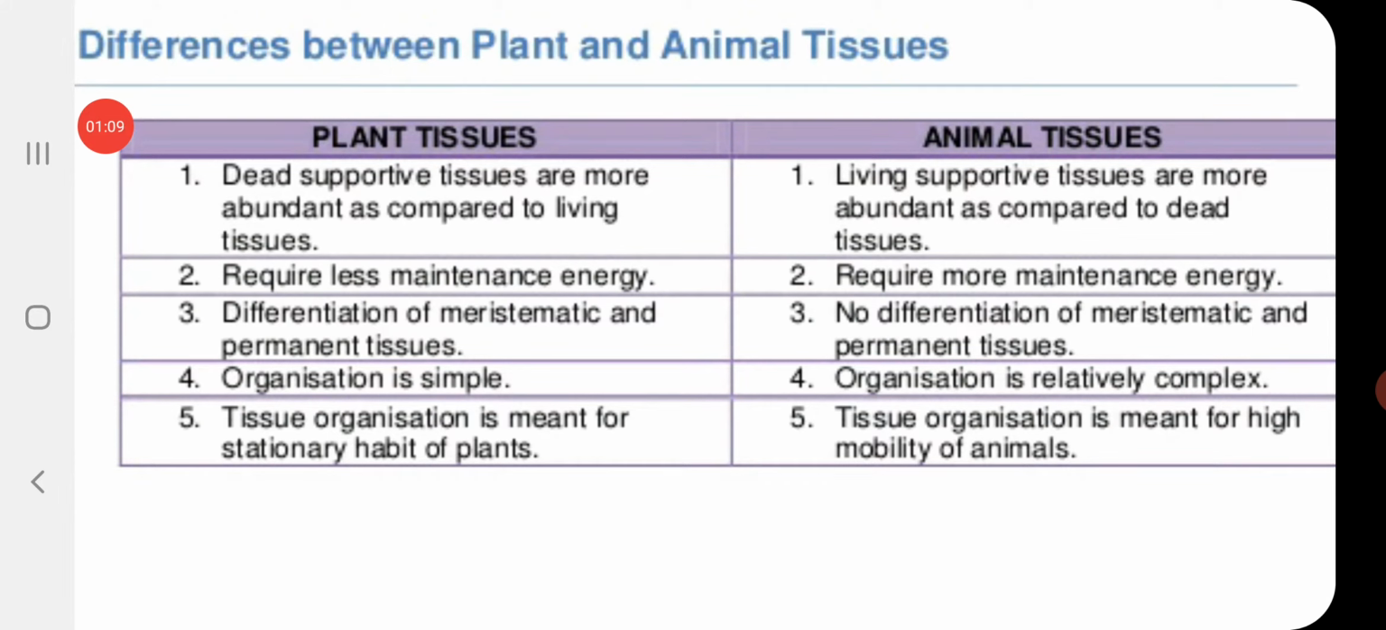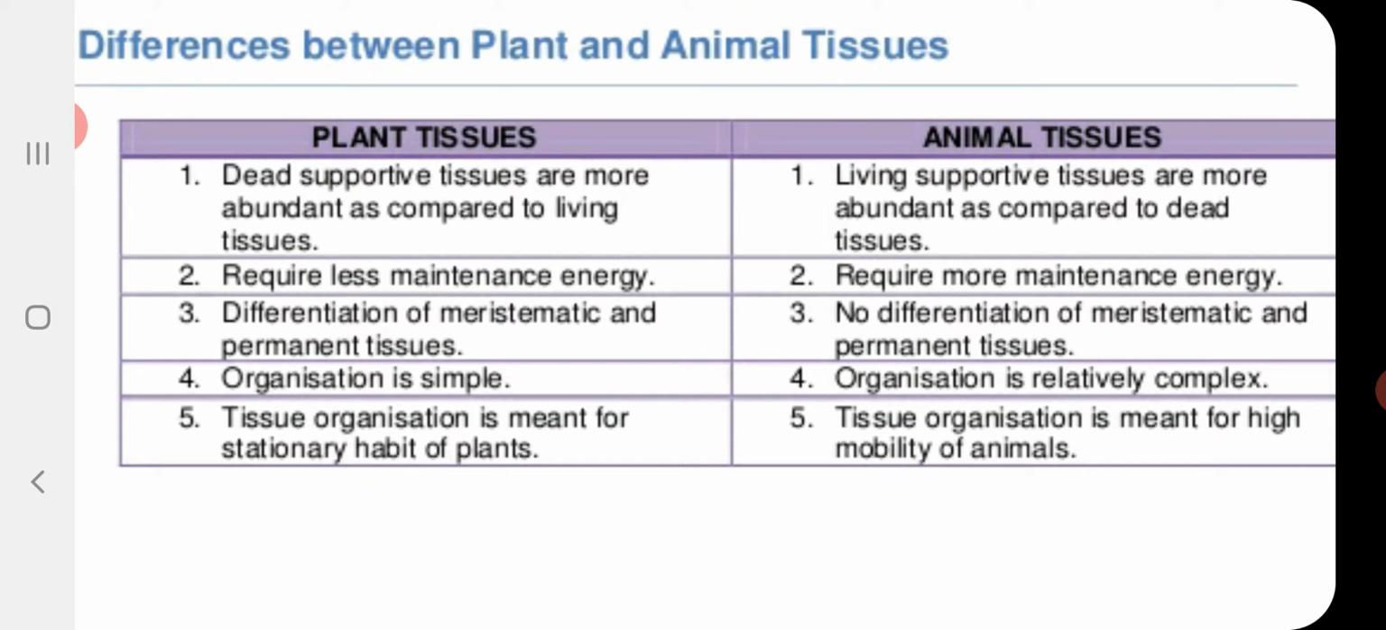So plant tissue: dead supportive tissues are more abundant as compared to living tissues. They require less maintenance energy. There is differentiation of meristematic and permanent tissues. Organization is simple. Tissue organization is meant for the stationary habit of plants.